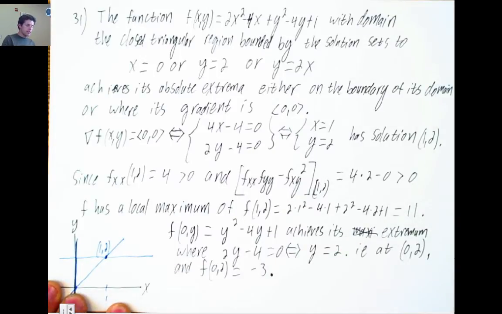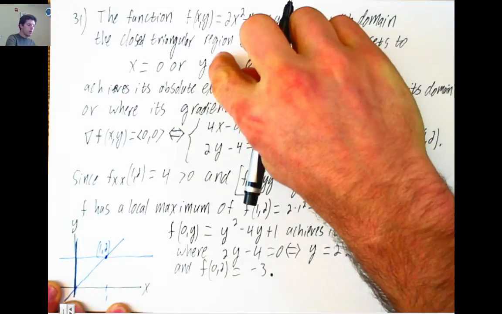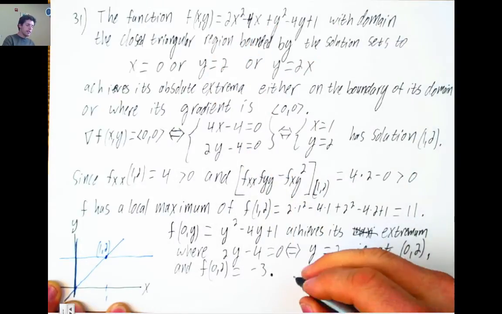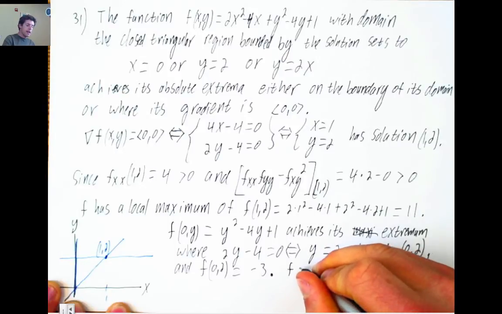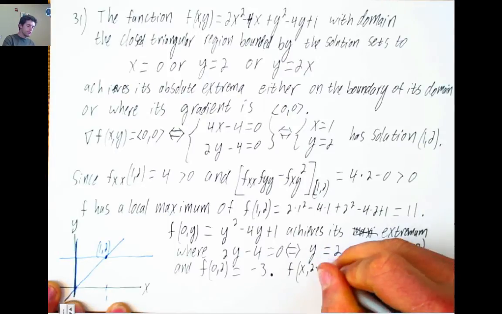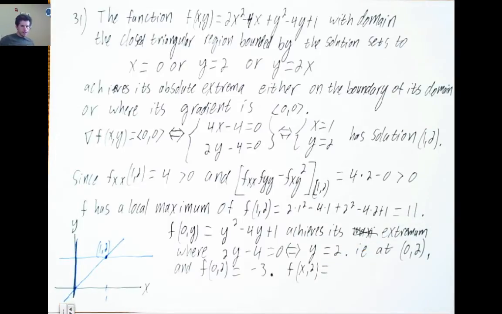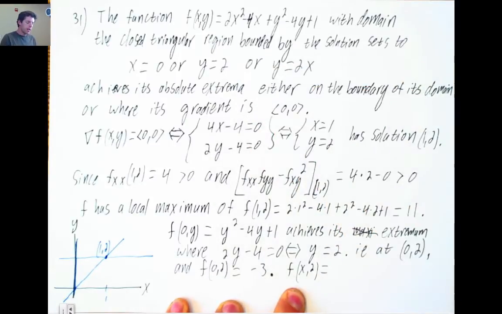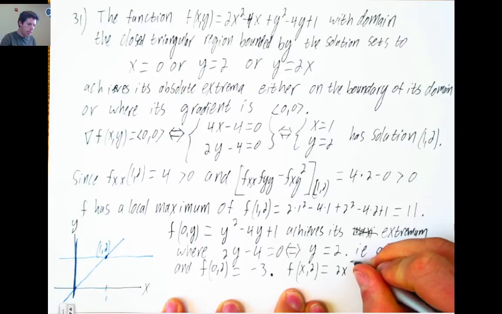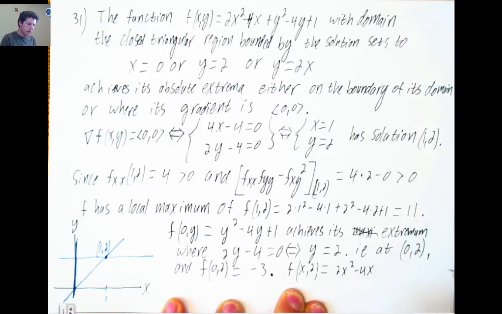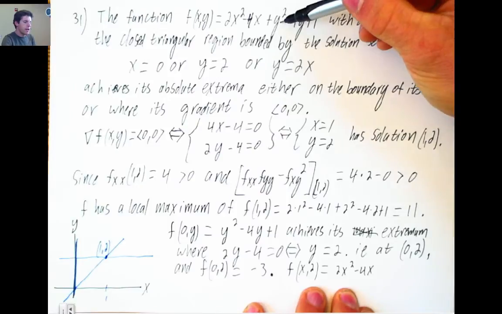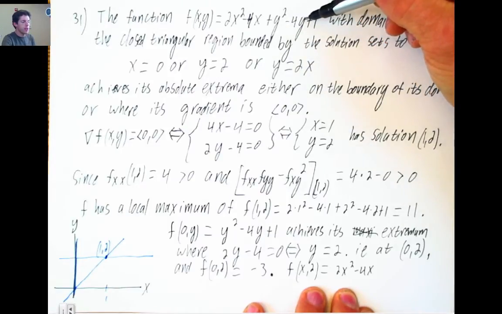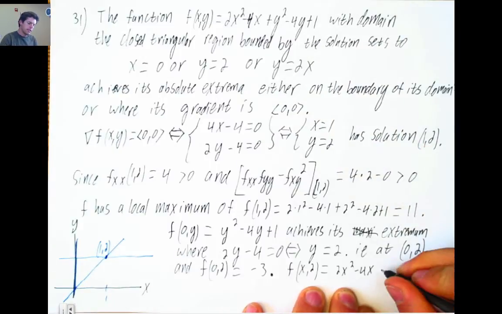Now we also want to examine the line y equals 2. So f of x, 2, where y is equal to 2 along this line, is equal to 2x squared minus 4x, and then with y being 2, we'd have a 4 minus 4 times 2, so that's negative 4, plus 1, and that is negative 3.